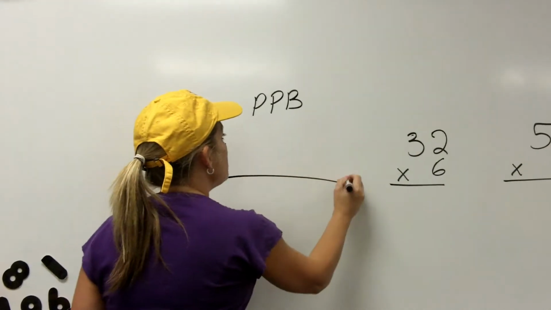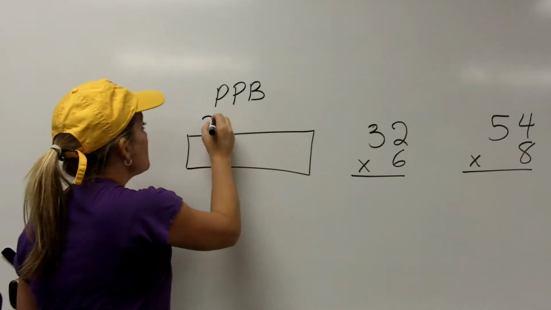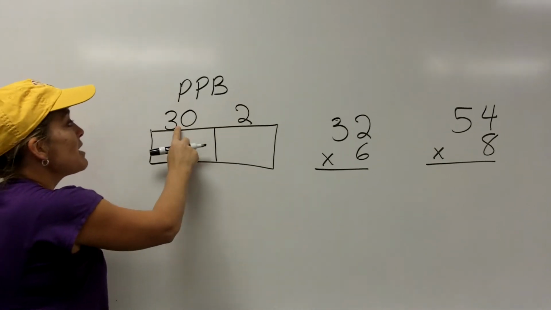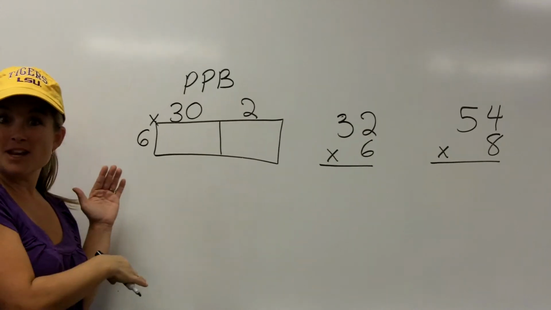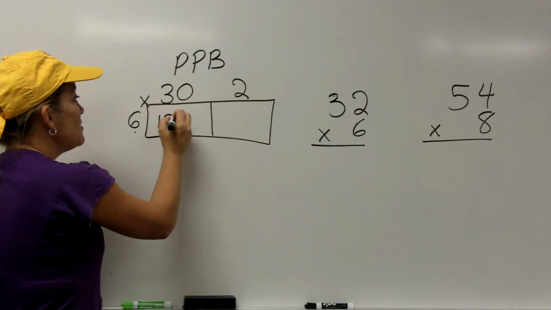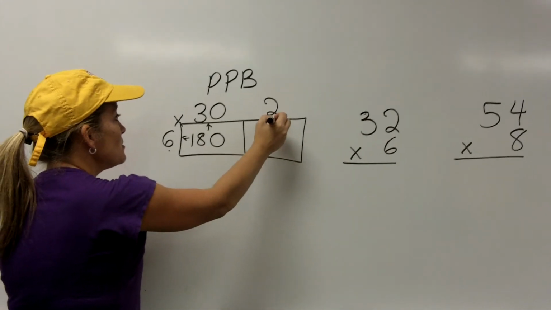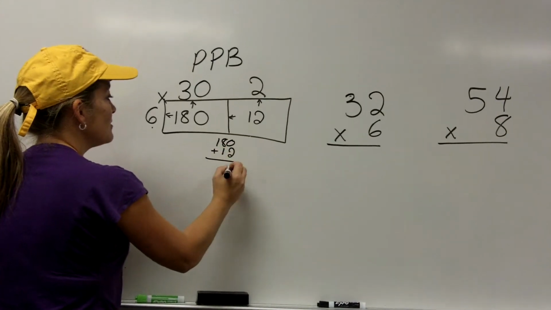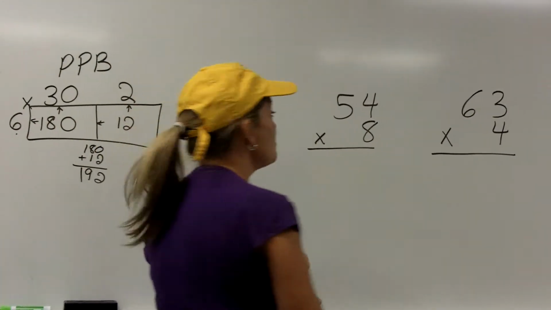3-digit. I'm going to make a box, and I'm going to take 32 and split it into tens and ones. 30 plus 2. And I'm going to separate my tens and my ones. I am multiplying 32 times 6. This is the same thing I did a minute ago. I'm just putting it into boxes now. 6 times 3 is 18 with 1 0. I multiply above and to the left. 2 times 6 is 12. I add that back together and get my answer.